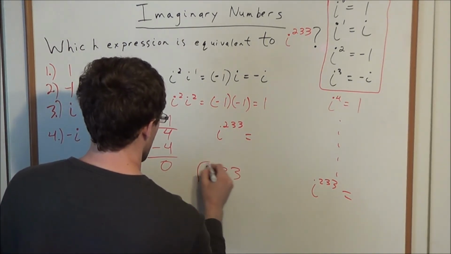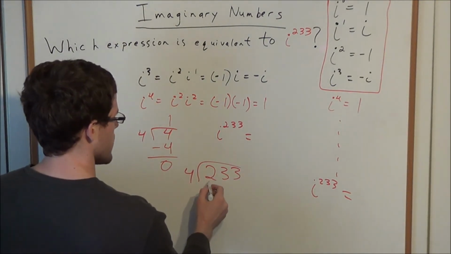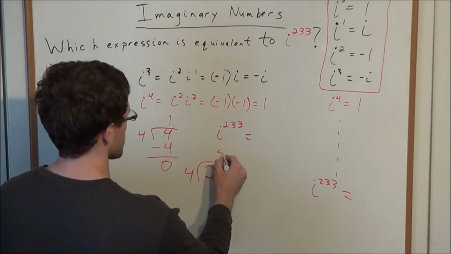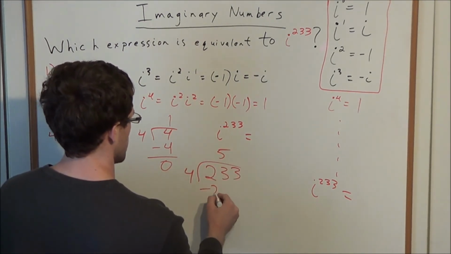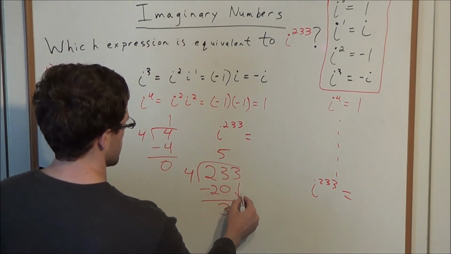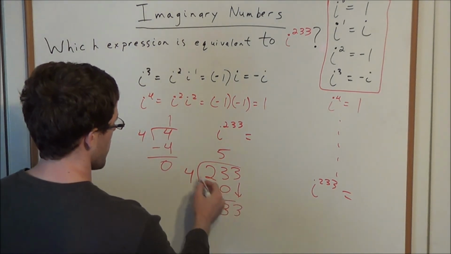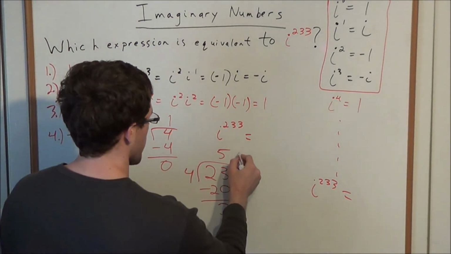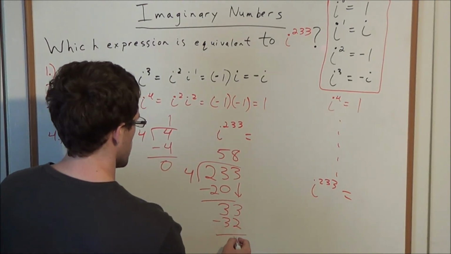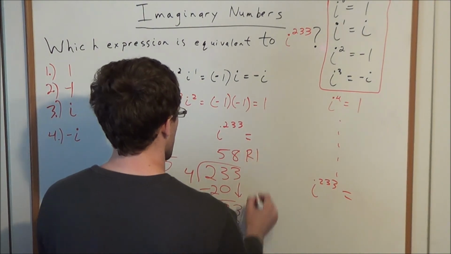233 divided by 4. So when we divide, 4 goes into 2, it doesn't, so we have to look at 4 going into 23, it goes in 5 times. We subtract 5 times 4. Right, there's a 3 left over, now we have to bring down the other 3. 4 goes into 33 8 times. 4 times 8 is 32, which tells us that we have a remainder of 1.